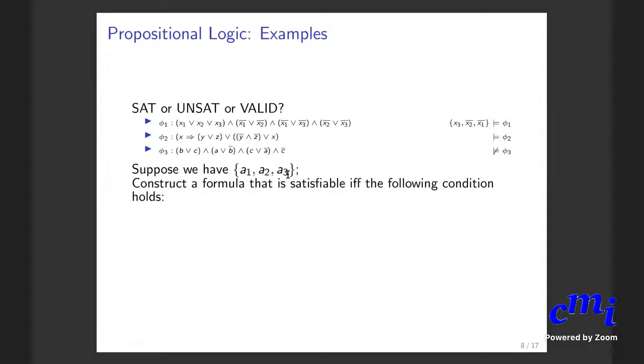Suppose we have three propositional variables A1, A2, and A3. What I'm asking you to do is to construct a formula that is satisfiable if and only if the following condition holds, each of them separately. I want you to construct a formula which is satisfiable if and only if at least one of these propositional variables holds, that is, if it is true.